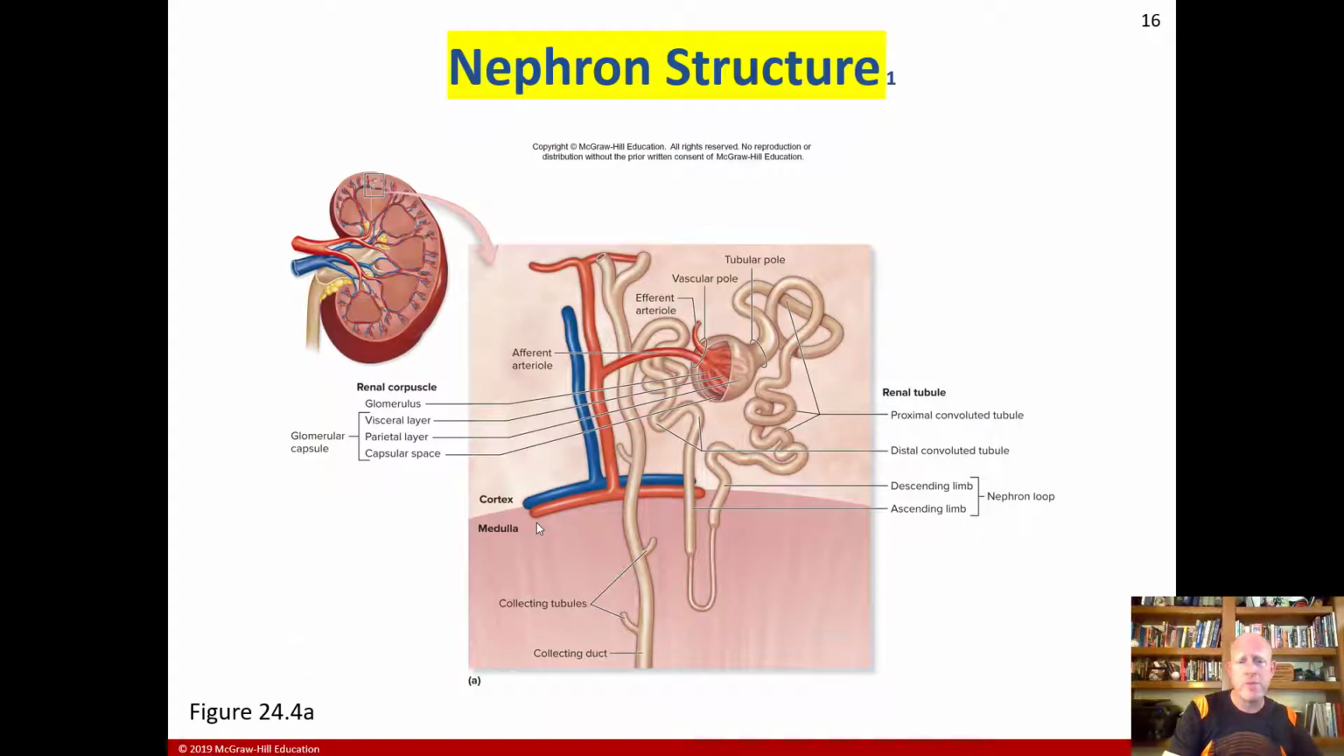The nephron structure: this image or something very similar to it will be on your exam, so make sure you can identify the structures as shown here. You'll have between 4 and 8 structures you'll have to identify.